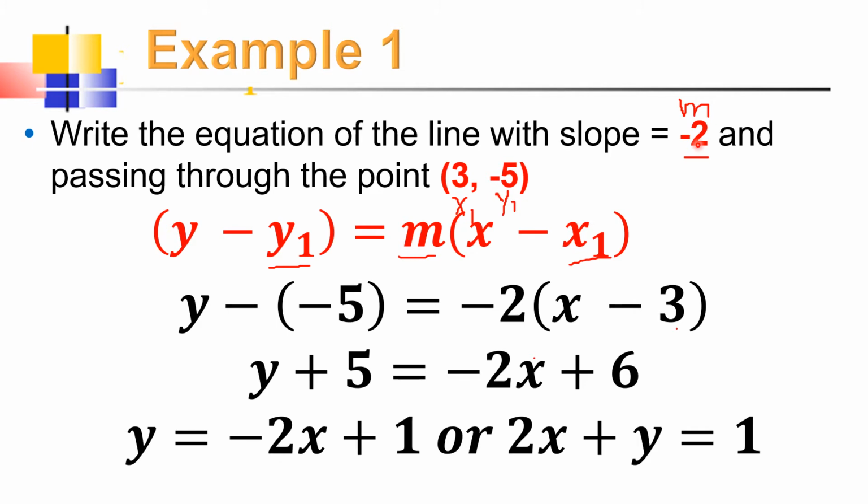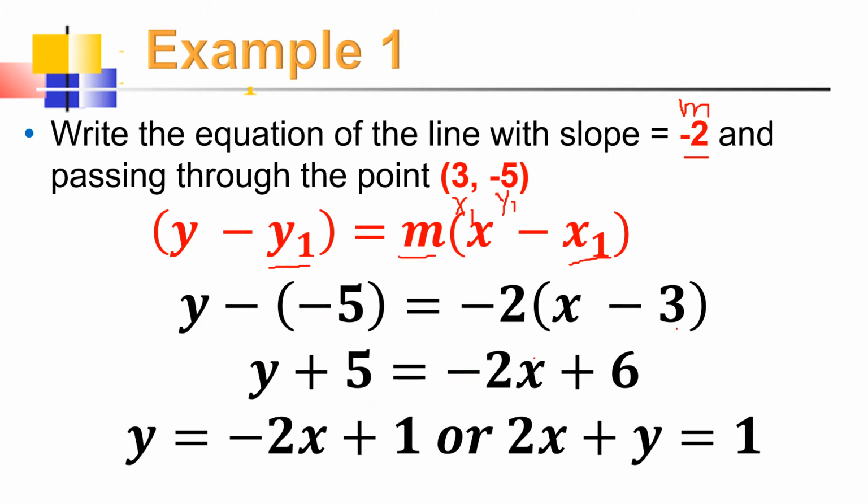Your negative 2 is the slope, as you can see here, and quantity x minus 3. 3 is the x sub 1. And then you substitute. So, that's it, it's substituted. Then you simplify after you substitute the given values into the formula. So, y minus negative 5 will give you y plus 5, because minus and negative, so it becomes plus 5.